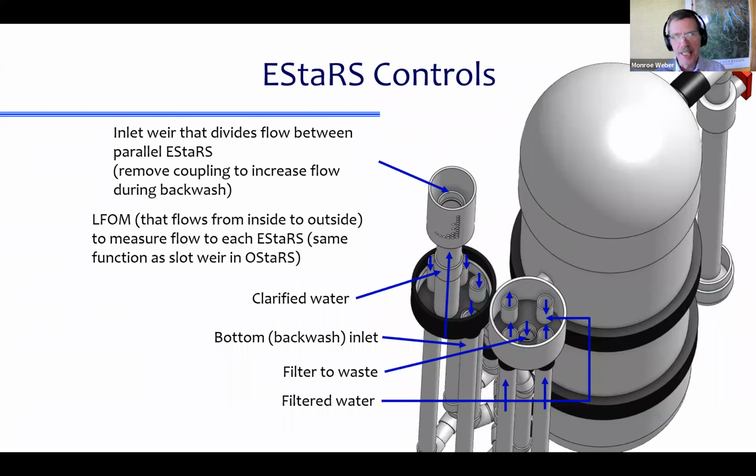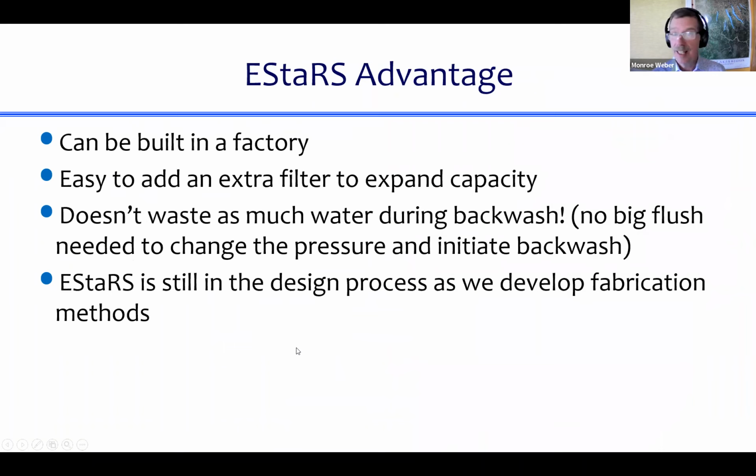They're doing very, very similar things to what's happening in the O-stars. The advantages: it can be built in a factory. It's easy to add an extra filter to expand capacity. You don't waste as much water as you transition between filtration mode and backwash. There's no big flush of a lot of water above the filter. And this is one of our projects at Our Cloud of Reach. We're still working on creating the design for this and developing the fabrication method so that this is relatively easy to assemble. So that's an ongoing project.